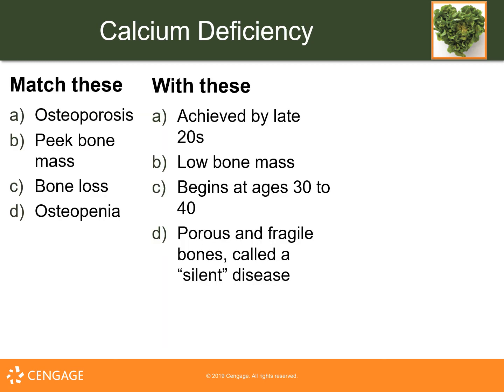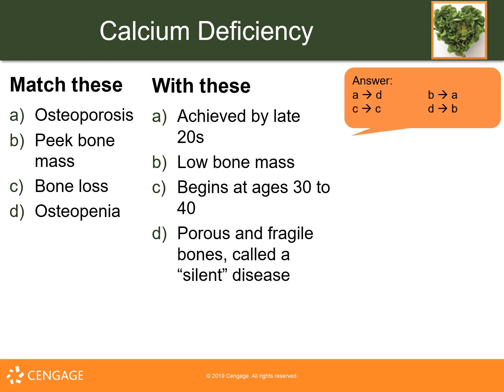So I want you to match these in regards to calcium deficiency. And I already spoke of calcium deficiency formerly, so make sure you rewind back to the slides. But here's a little pre-assessment. So match these: osteoporosis, which one does it match? Peak bone mass, which one does it match? Bone loss and osteopenia. So here you go.